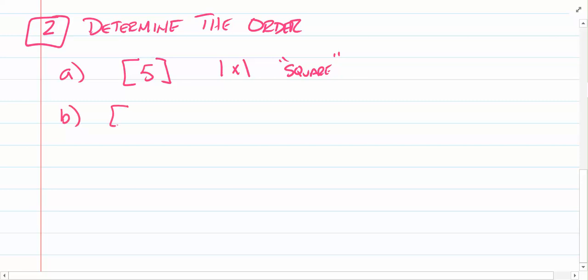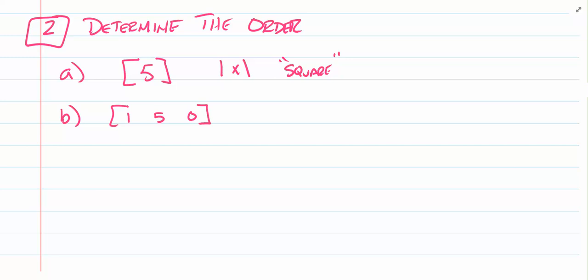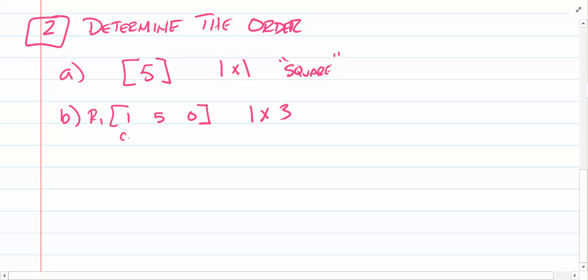All right, let me give you another one here. How about this? 1, 5, 0. What is the order of this matrix? Here's an example of a matrix, right? It's a rectangular array of numbers. What would the order be? Remember, it's rows by column. So this is a 1 by 3. This is row 1, right? This is column 1, column 2, column 3. So it is a 1 by 3 matrix.